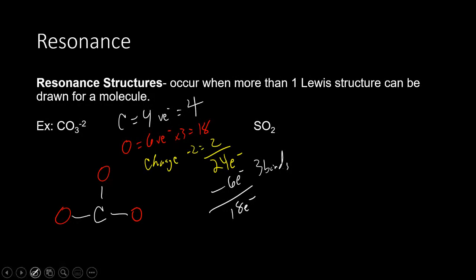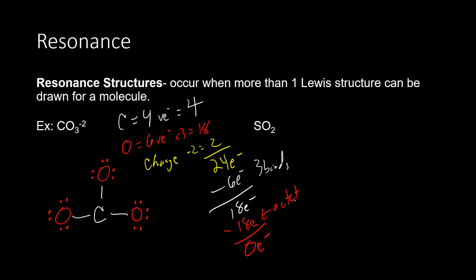We're going to finish the octets on the outer oxygens. So each of these needs 6 more to give it 8 because it already has 2 through the bond. So the bond gave it 2, 4, 6, 8. So that takes away my 18 electrons and leaves us 0. So this was the octet on oxygen.